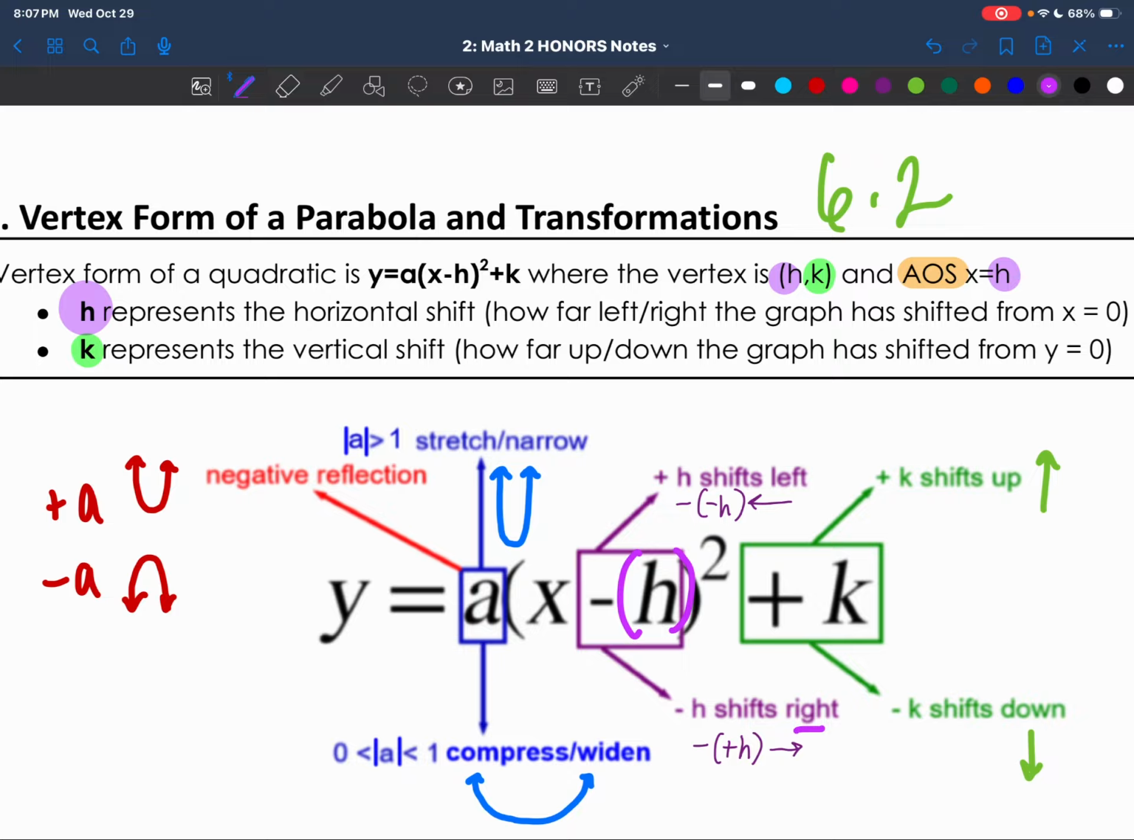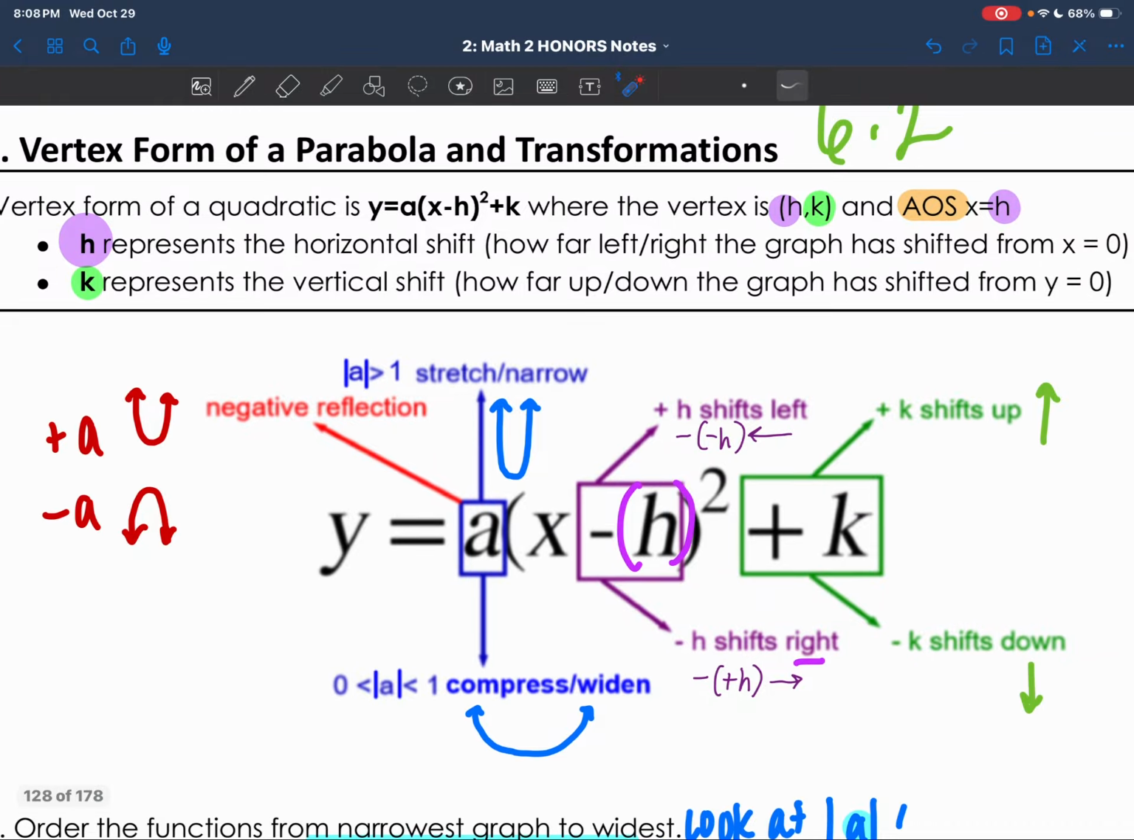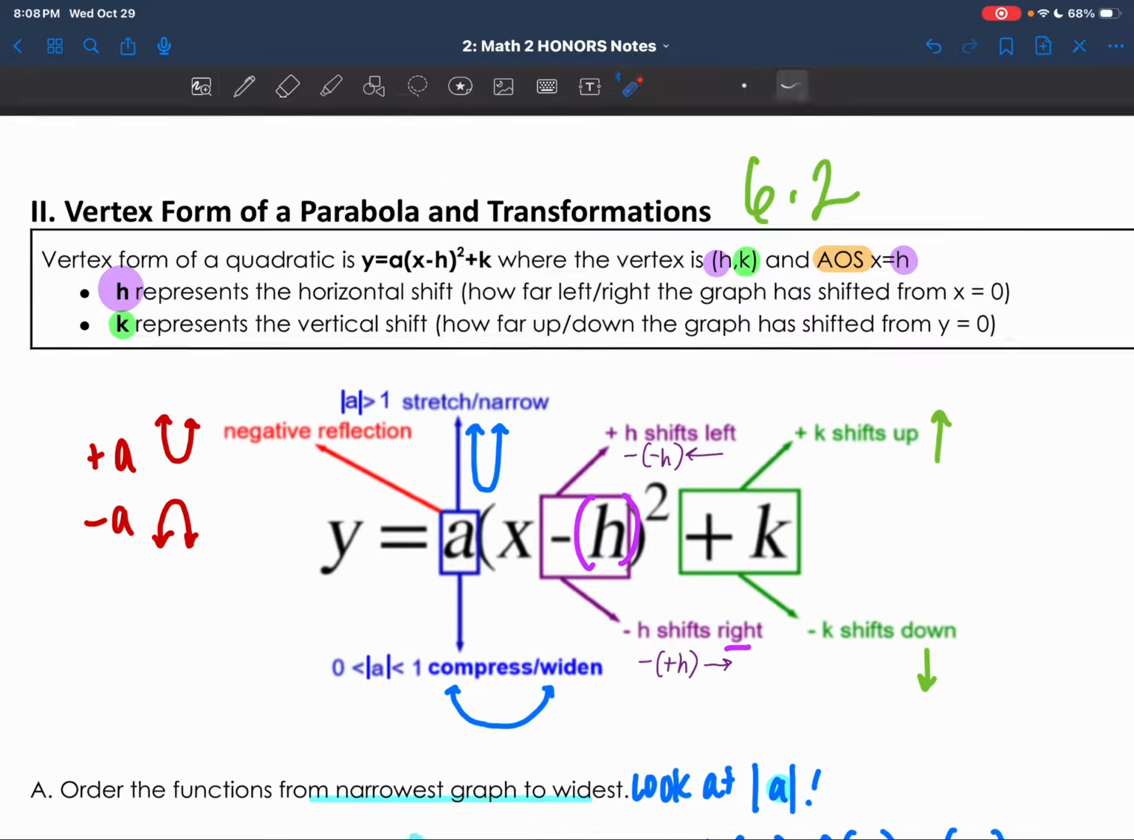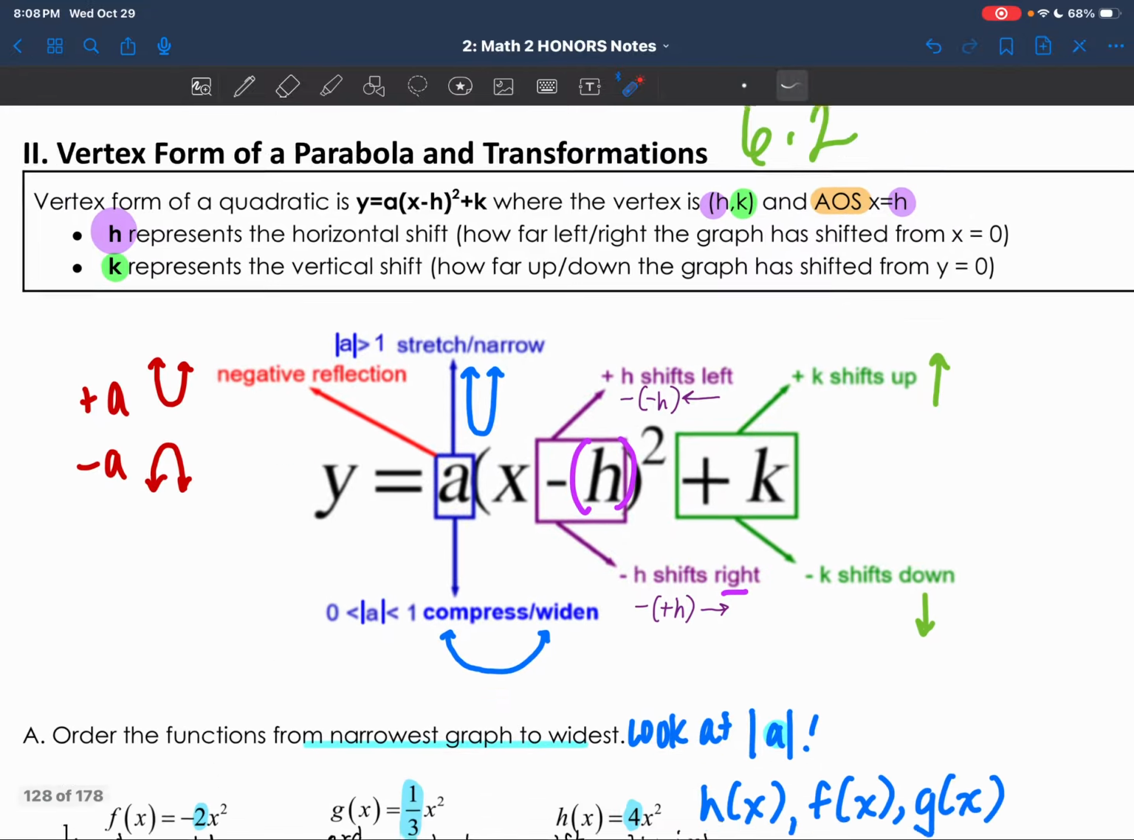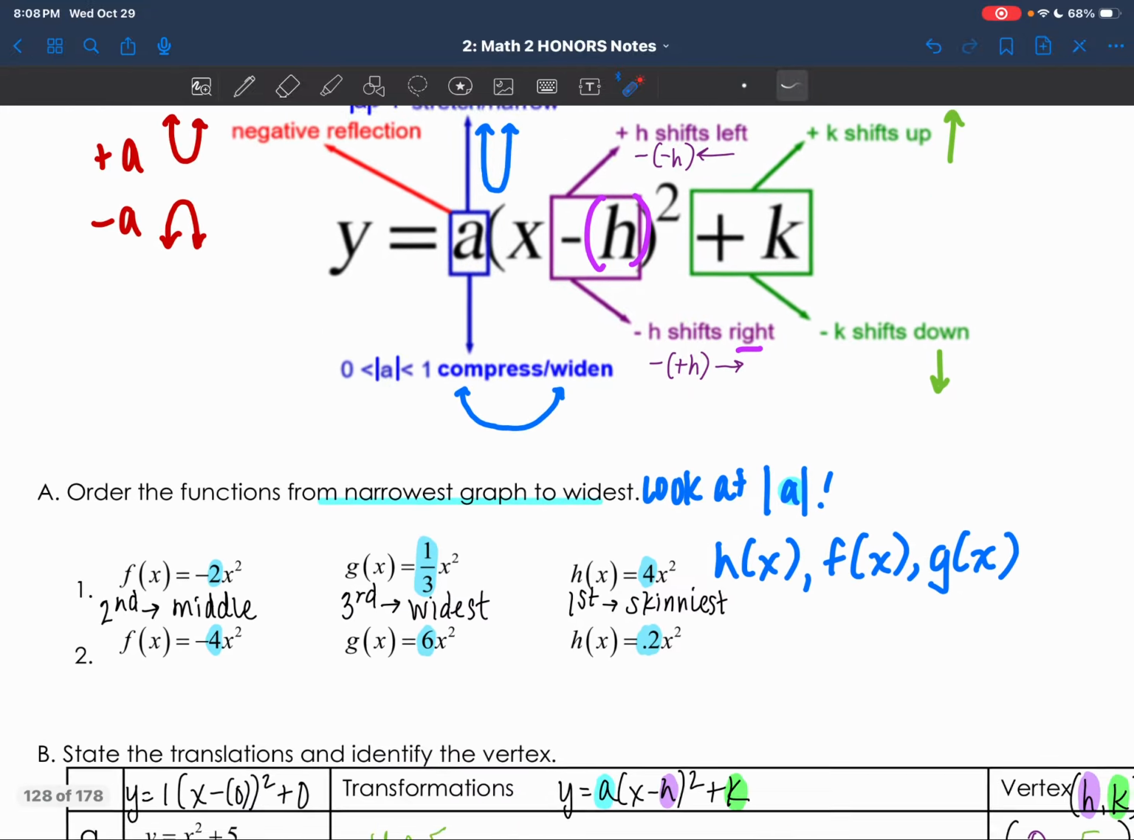All right, so now let's go ahead and look at k. k is going to tell you how much up or down you're going to go, and we don't have to worry about doing the opposite sign with k, only h. So if k is positive, you're going up. If this were a minus k, you're going down. All right, so lots of parts to think about, but once you're able to remember that, you're able to figure out what's happening to your graph.